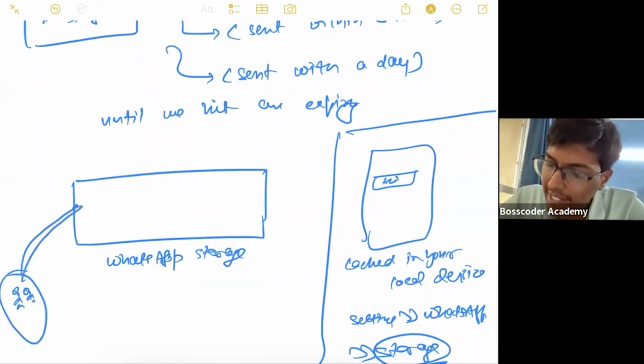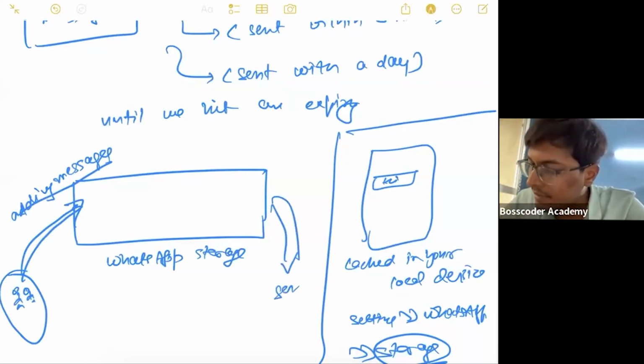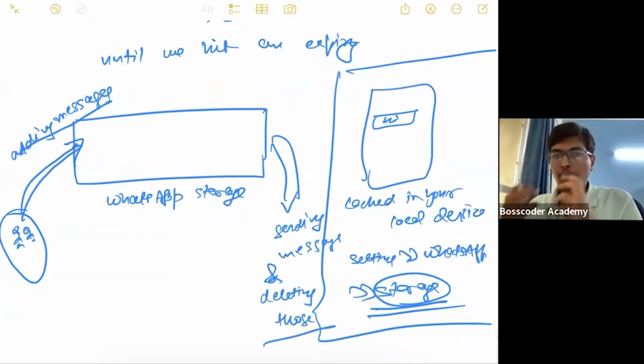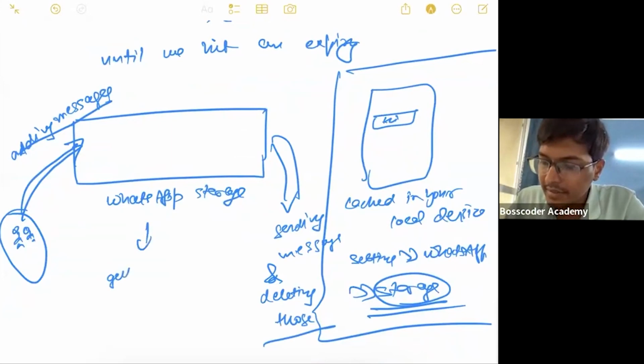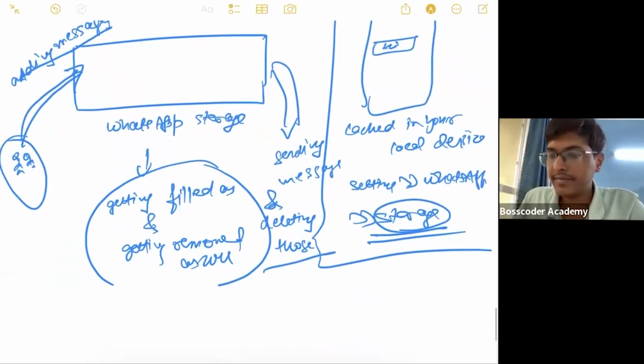a lot of users are adding messages, right? Whereas WhatsApp is also sending messages and deleting those from storage. Does this make sense? So for the storage of WhatsApp, messages are not just incoming, they are outgoing as well. So the WhatsApp storage is getting filled as well and getting removed as well.